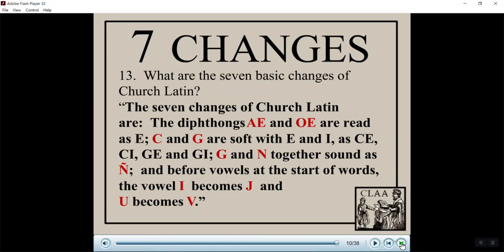The seven changes of Church Latin are: the diphthongs ae and oe are read as e, C and G are soft with e and i, as che, chi, je, and gi. Gn together sound as nye. And before vowels at the start of words, the vowel i becomes j, and u becomes v.